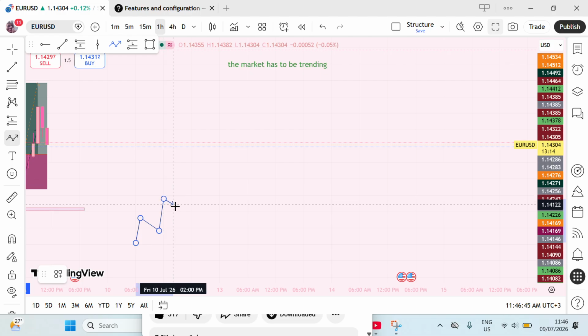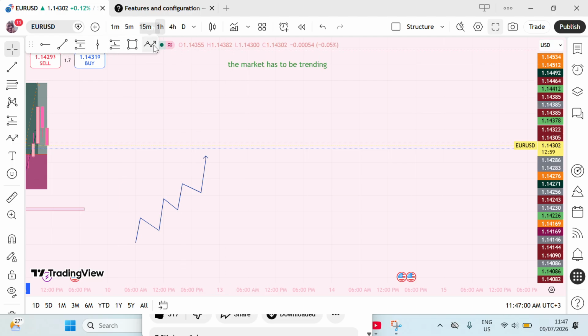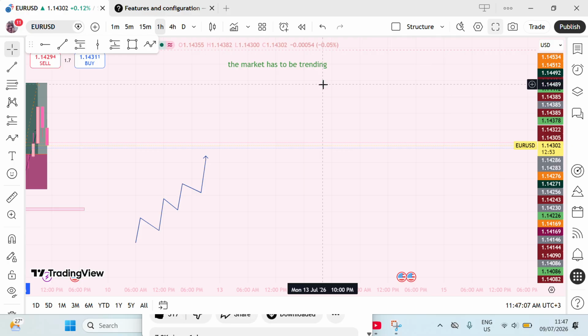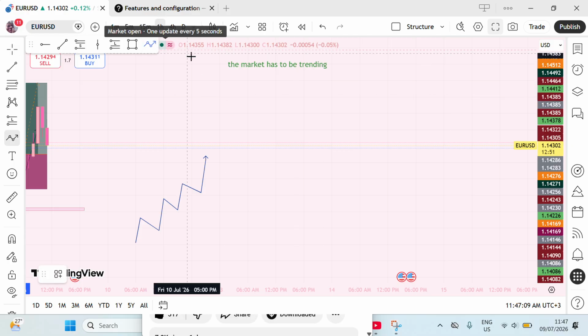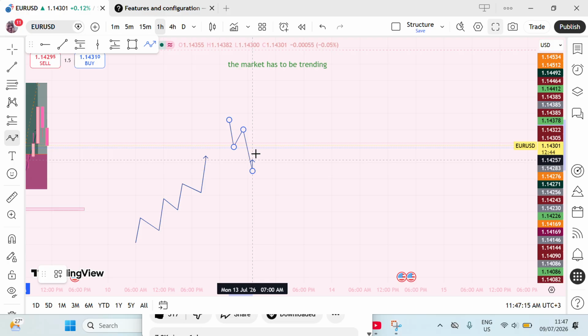It makes higher highs, higher lows, and higher highs and higher lows, if it is an uptrend. So that's how it moves. You all know that. And if it's a downtrend, it makes lower lows, lower highs, lower lows, and lower highs.